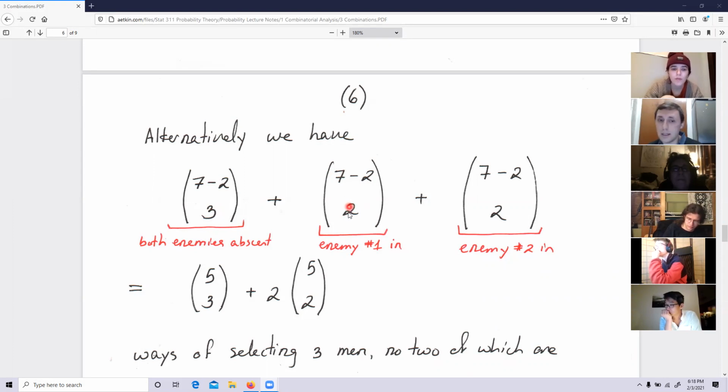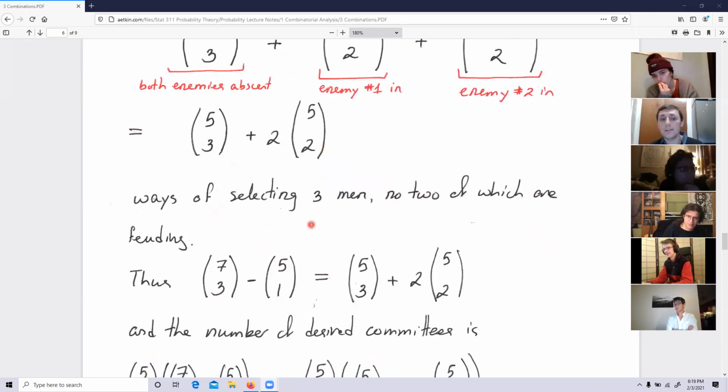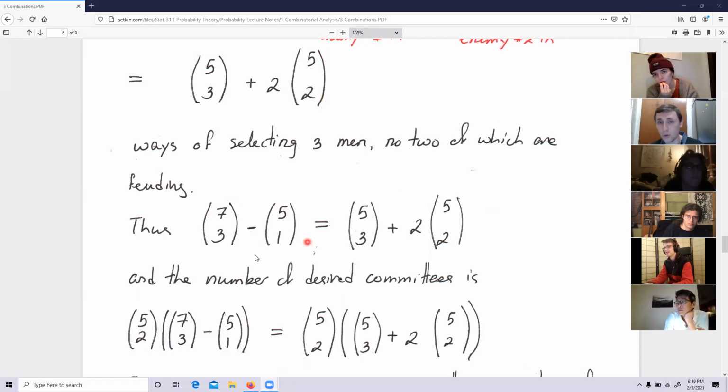Everybody understands? Because in this case, enemy 1 is in. And then I have 2 more places for 2 more people on the committee. And here it's symmetric situation where 1 was tossed away and 2 is placed in. So the code here begins with 2 and 1 is not available. So again, we have 5, choose 2. And then you can write 5, choose 3 plus 2 multiplied by 5, choose 2. And so we also have the following combinatorial identity. 7, choose 3 minus 5, choose 1 is the same as 5, choose 3 plus 2 multiplied by 5, choose 2. Good?